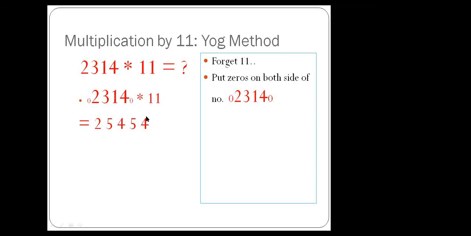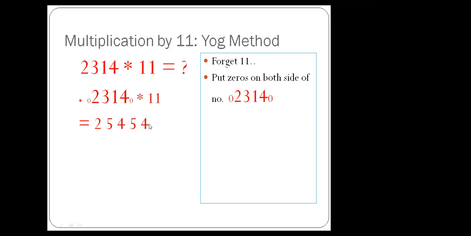So simple. What I am doing, I am adding each digit with the next digit. Next forwarding digit, not in the backward direction. I am adding the digit with the next digit in the right direction. So 0 plus 2, 2. 2 plus 3, 5. 3 plus 1, 4. 1 plus 4, 5. 4 plus 0, 4. This is the final answer.